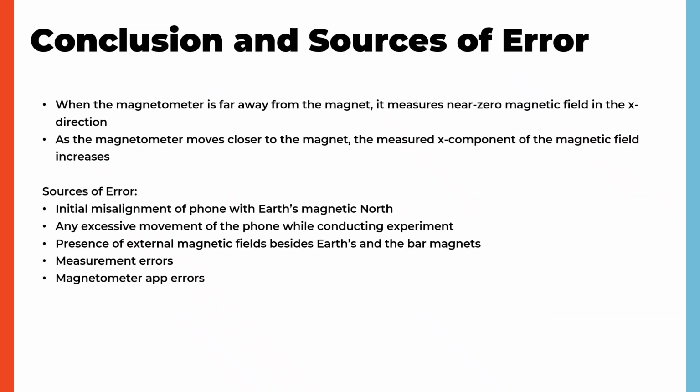So from this experiment, we saw that when the magnetometer is far away from the magnet, it measures near zero magnetic field in the x direction. And as the magnetometer moves closer to the magnet, the measured x component of the magnetic field increases.